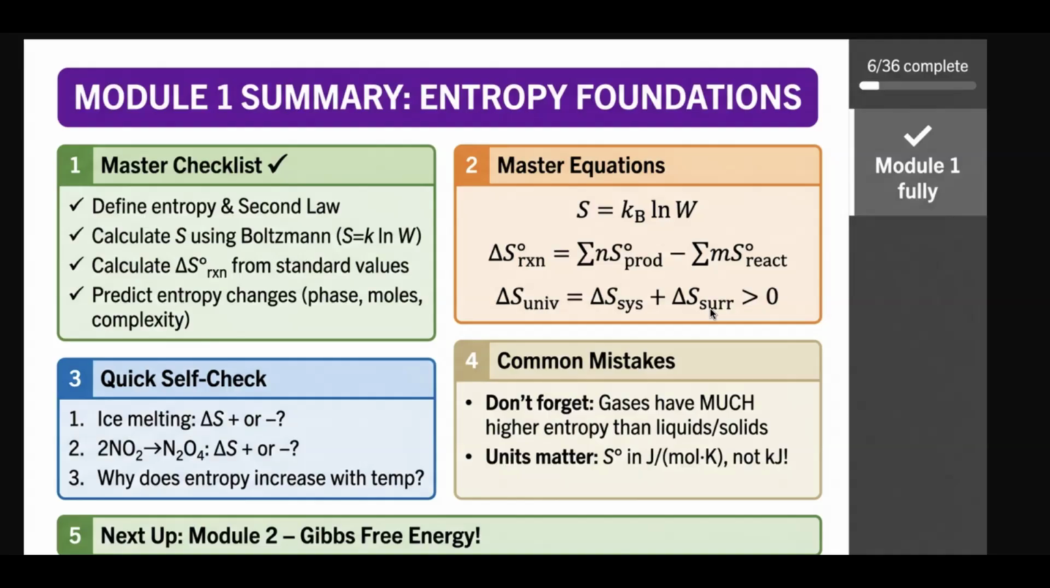So let's see some common mistakes. Don't forget that gases have much higher entropy than liquids or solids. And watch your units. S0 is in joules per mole Kelvin, not kilojoules. Next up, module 2, where we will tackle Gibbs free energy and learn how to predict if a reaction is spontaneous or not.